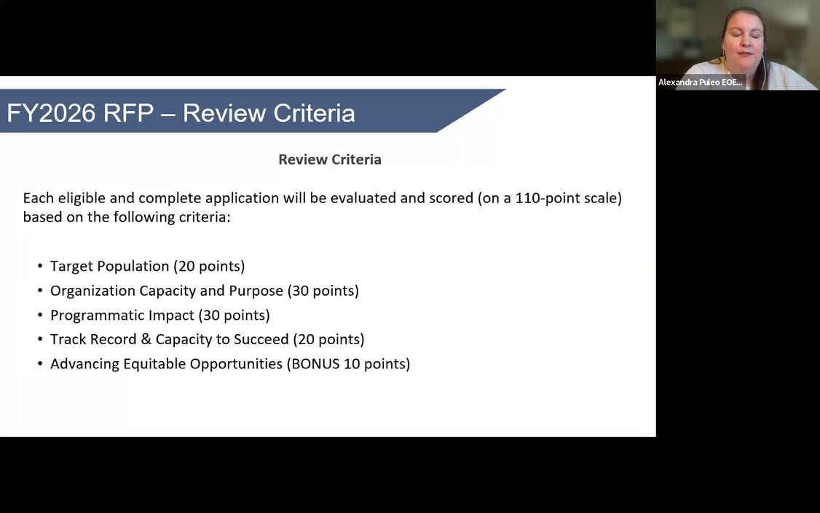Thank you. All right, our review criteria, I'm not going to spend a lot of time on here because we go into a lot of depth on this in the RFP. You can see it all in detail. It's a 110-point scale with 10 of those being bonus points for advancing equitable opportunities.